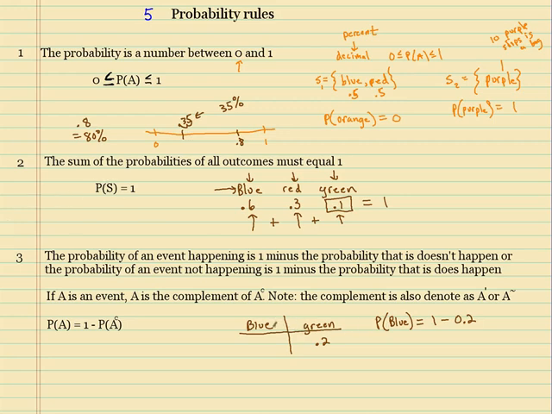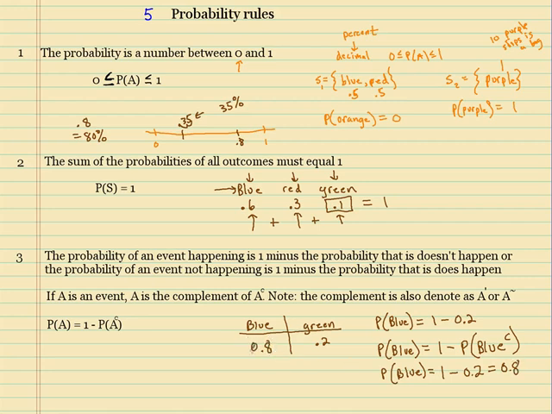So what's the probability of blue? Well, if I don't know blue, it's going to be 1 minus green. So the probability that it's blue equals 1 minus the probability that it's not blue. I could write blue with a little c on it. That's what this means, the complement. So the probability of blue equals 1 minus, what's the probability that it's not blue? Well, if it's not blue, then it has to be green. So it's 1 minus 0.2, which is 0.8.